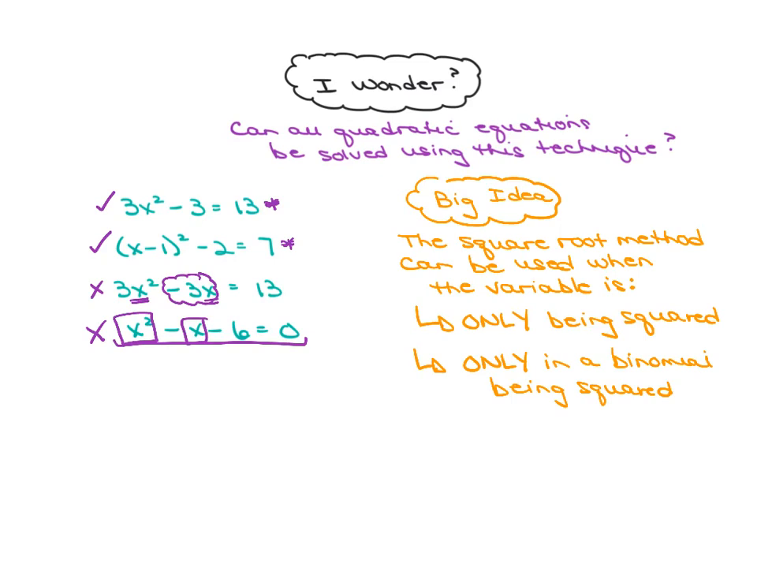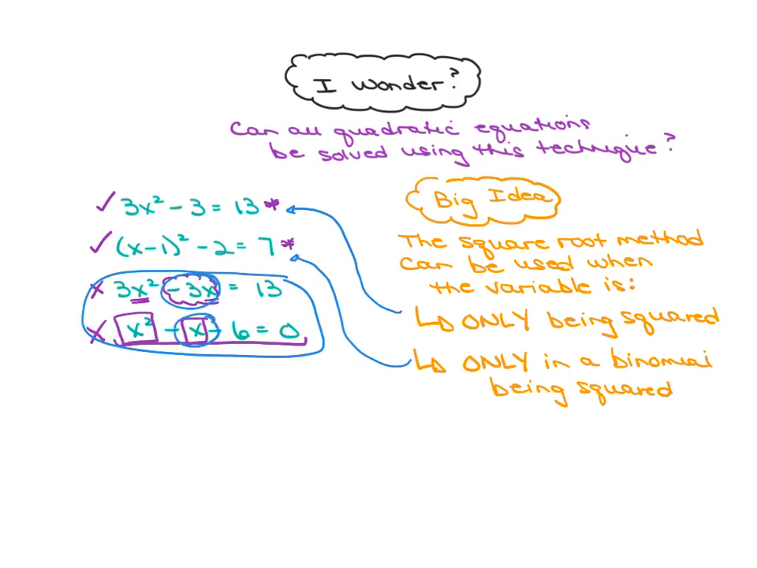All right, and we're back. So again, here's this big idea. The square root method can only be used if the variable is only being squared, like this example, or the variable is only in a binomial being squared, in this example. In these other two, the variable was not only being squared, it was also being raised to the first power in both of those.